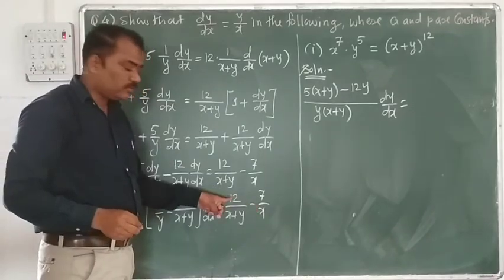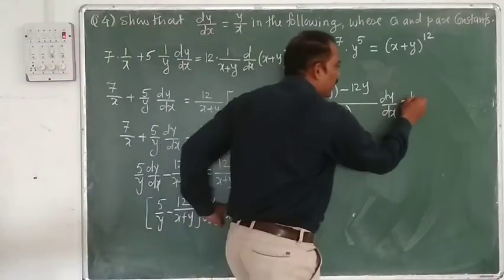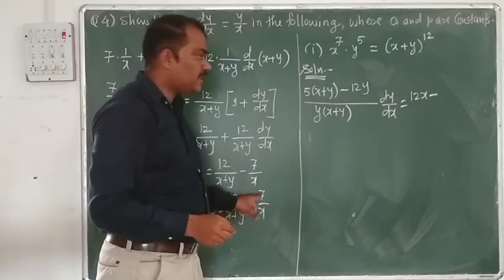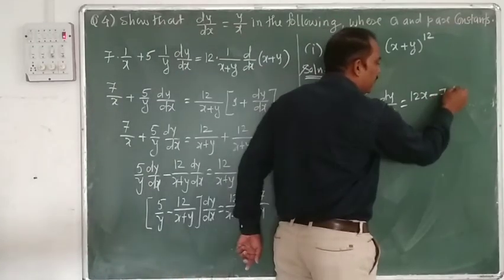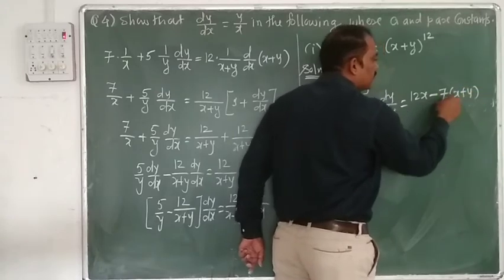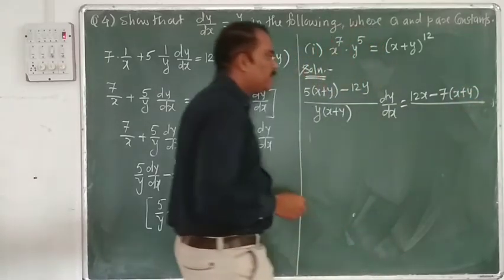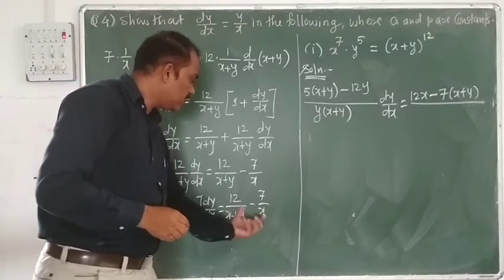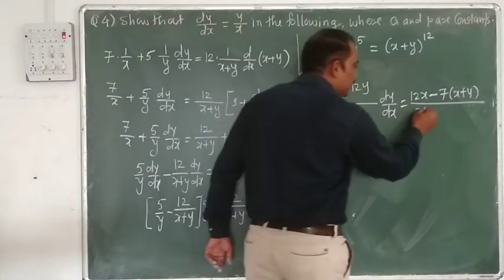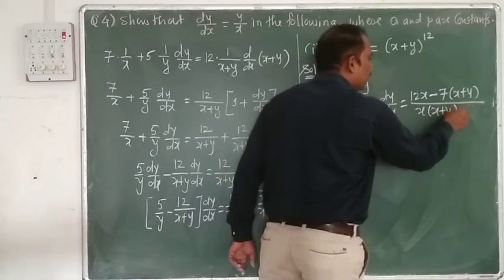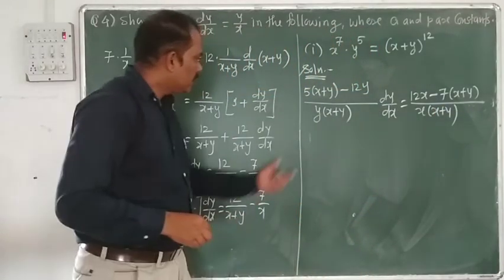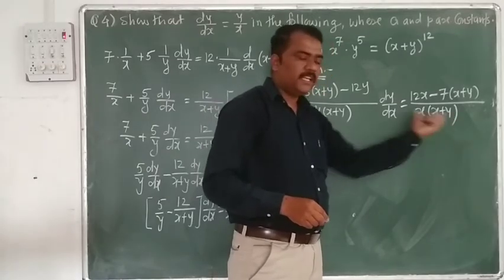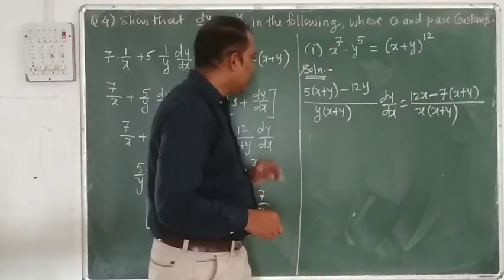Here also we take the cross multiplication. x is multiplied to 12, so we get 12x, minus x plus y multiplied to this 7, so 7 times x plus y, divided by the product of the denominators, so x into x plus y. Okay, in the denominator here x plus y is there, and in the other denominator x plus y is there, so x plus y gets cancelled.